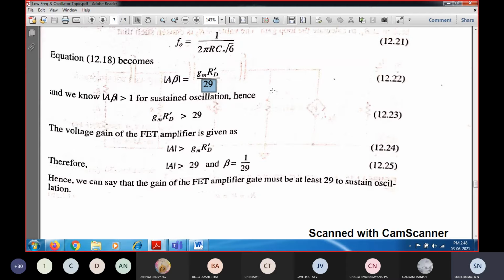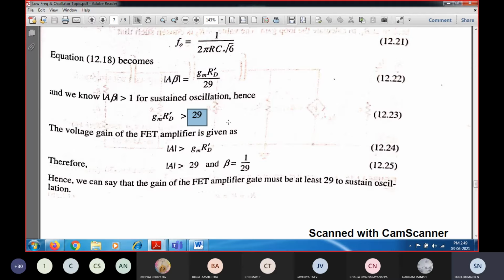So for that reason we find the loop gain. In order to make the loop gain equal to 1, the transistor amplifier gain should be greater than 29. So if the amplifier gain, gm into RD dash, is greater than 29, then the loop gain is going to be equal to 1. So gm into RD dash must be equal to or greater than 29. If it is greater than 29, the loop gain will be greater than 1. That means it will be equal to 1 or greater than 1. So it is going to satisfy both the loop gain as well as the phase shift around the loop.